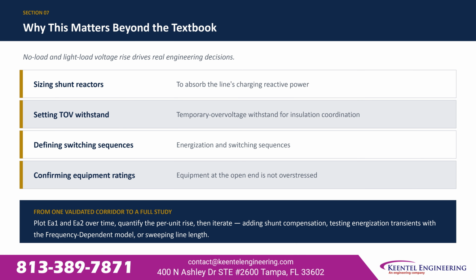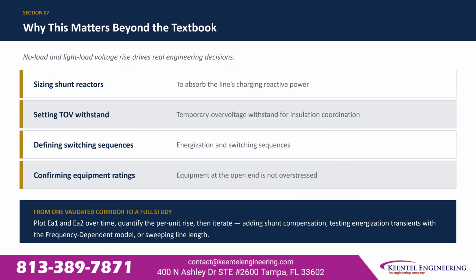No-load voltage rise drives real engineering decisions on every project involving long lines. Shunt reactor sizing depends on how much charging reactive power the line produces at no load. Temporary overvoltage withstand for insulation coordination requires knowing how high the receiving end voltage can climb. Energization and switching sequences are built around that same rise profile, and confirming that equipment at the open end is not overstressed before energization requires a validated model.